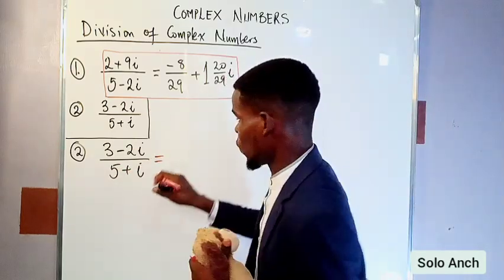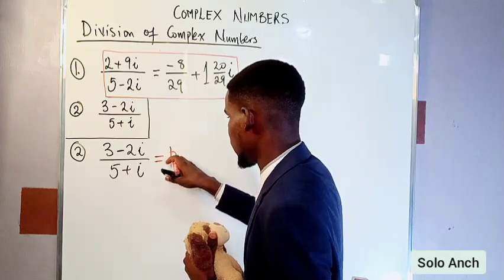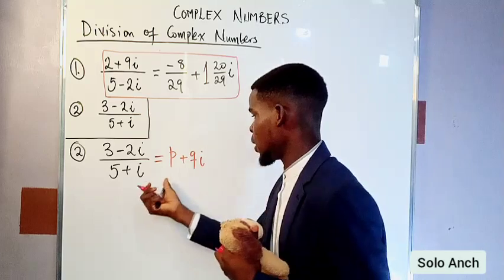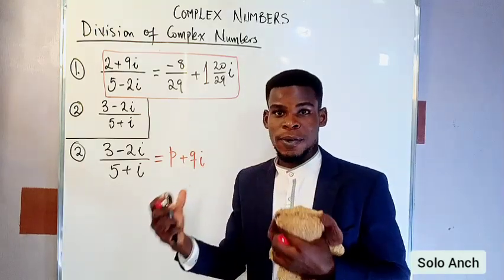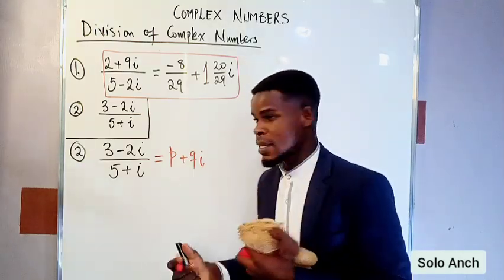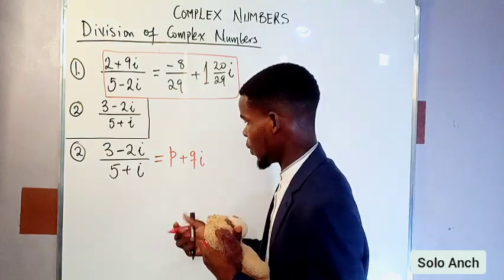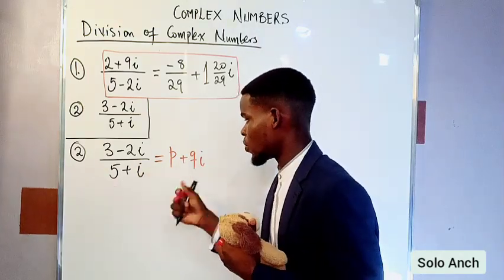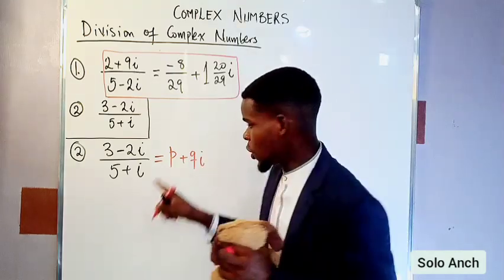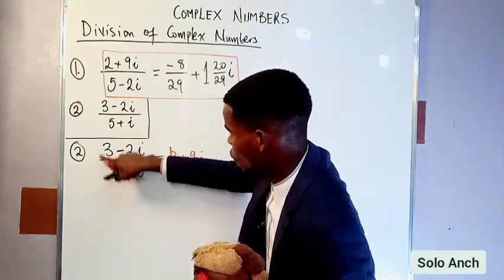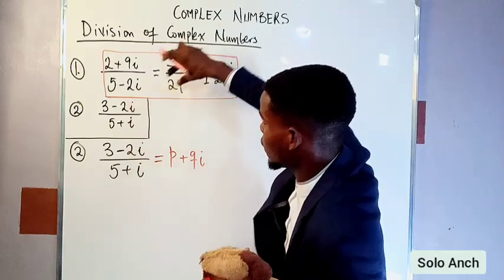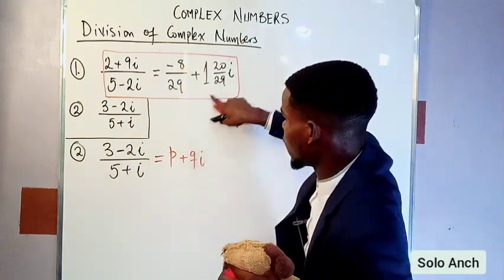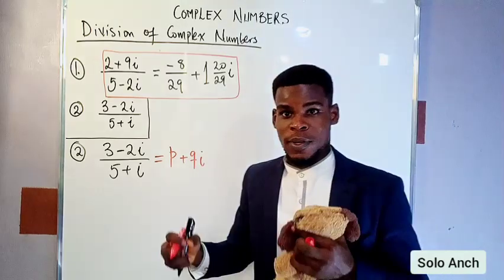So this is what I mean. We equate this to, maybe let me use P plus Qi, where P and Q are real numbers, right? And of course, i is the square root of negative 1. So this is the idea. Equate this to a complex number. Now, if we know what P is and what Q is, then we've known what this ratio is. Just like in the first example. In this case, P can be negative 8 over 29, and then Q will be 20 over 29.